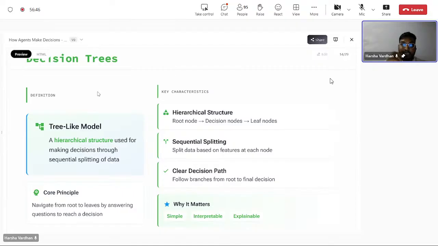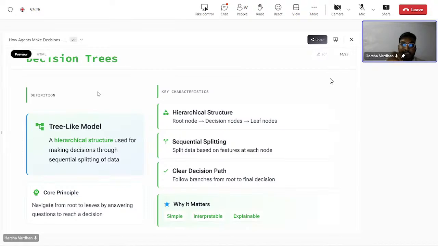A hierarchical structure used for making decisions through the sequential splitting of data is what the decision trees model looks like. And we'll get to know what the hierarchical structure is. The hierarchical structure firstly starts with the root node or the start node. And based on the root node, the decision nodes go. It is again very simple, like an if else.